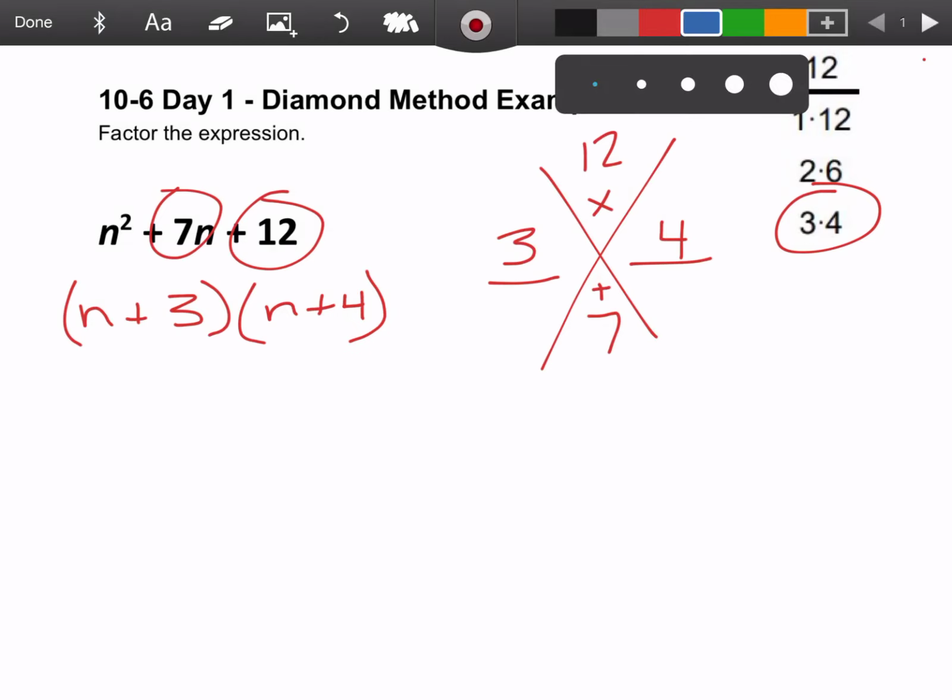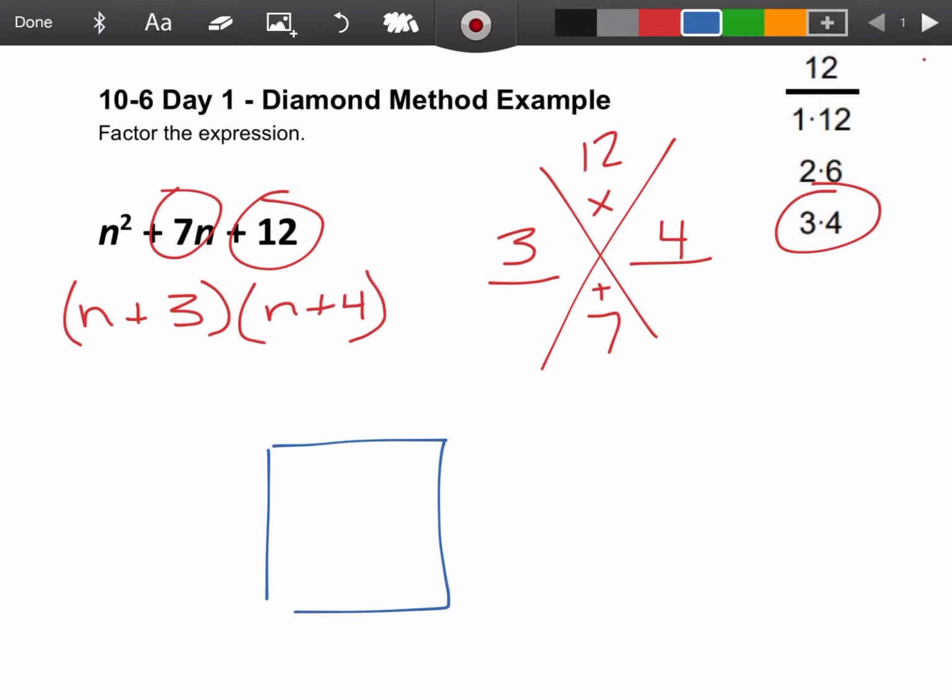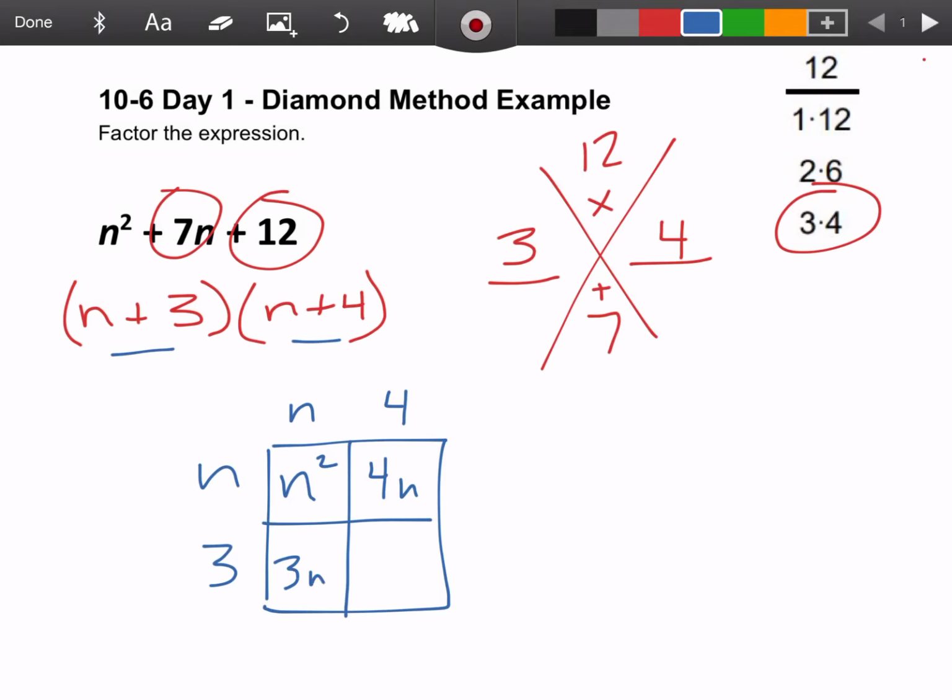Hopefully you remember from earlier in the module we did something called the box method. I'll just do this for the first example. If we were to multiply these two together, we could put an n there and a 3 there, n there, a 4 there. We multiply here, we have n squared, 4n, 3n, and then 12 right there. Then we'd combine these to get our n squared plus 7n plus 12. So it's just going back and forth.